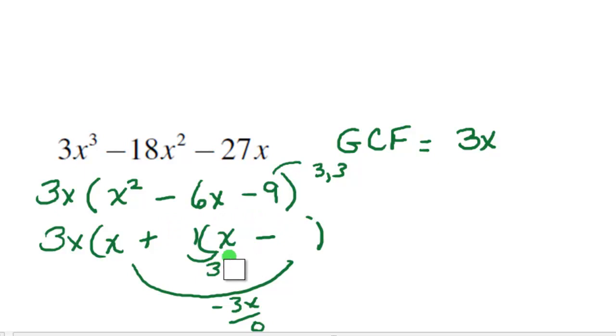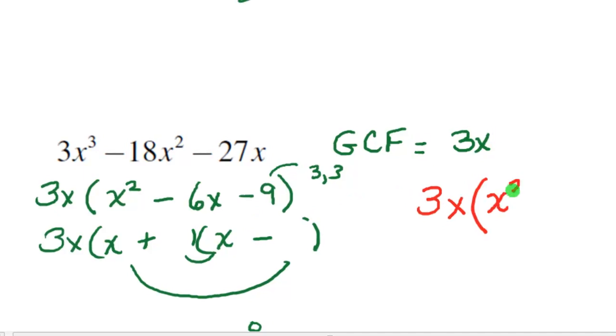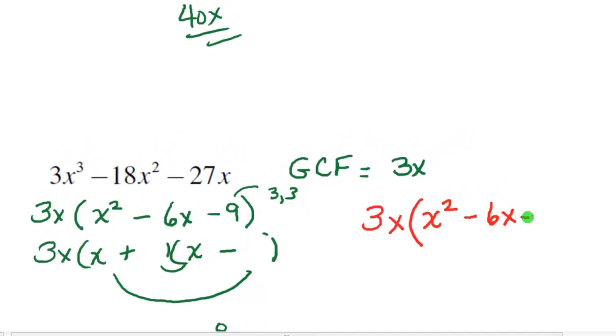And the only other thing we can try is 9 and 1. And 9 and 1 is going to give us 8, isn't it? So guess what? We are stuck. And that means that our final factoring for this problem is just taking out the 3x and leaving the trinomial.